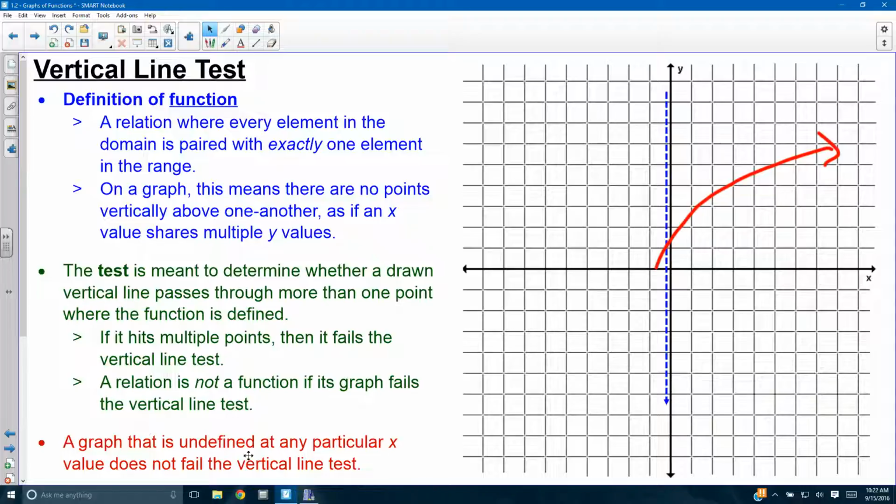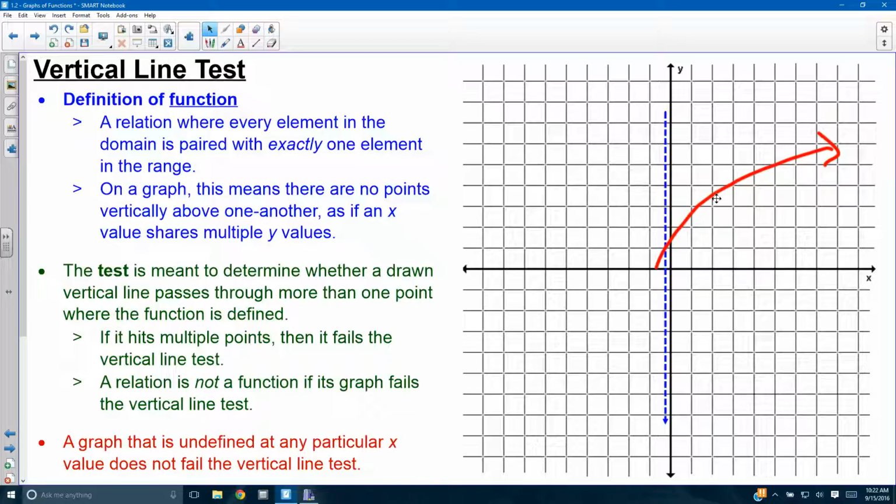And again, a graph that is undefined at any particular x value does not fail the vertical line test. Just because there are no x values here doesn't mean it's failing it. You shouldn't be getting points out, therefore we don't get points out. But anywhere we should only get one y out for every x.